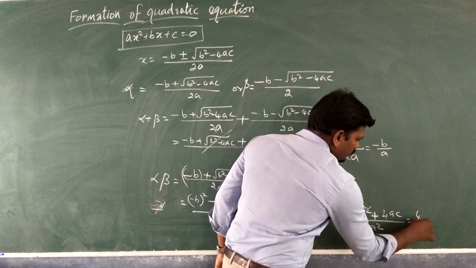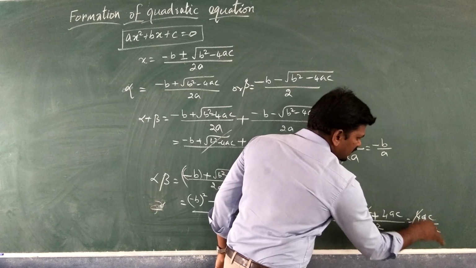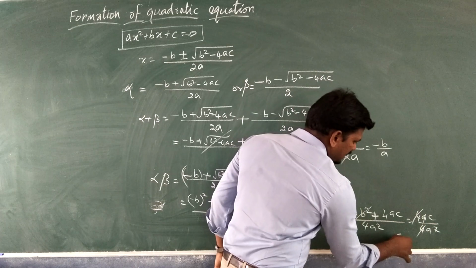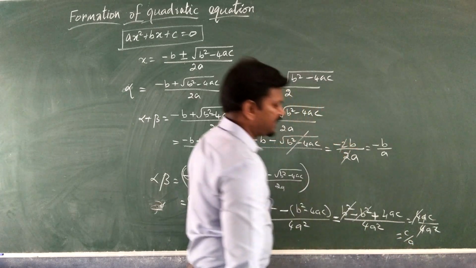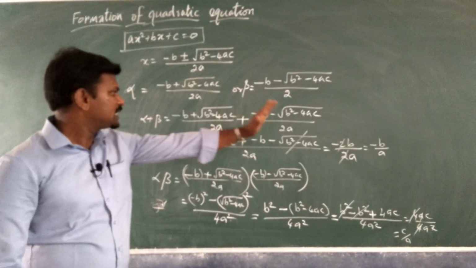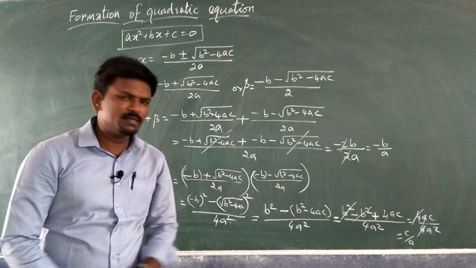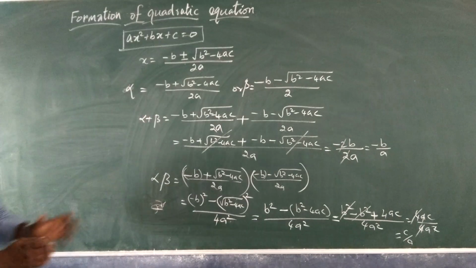Then 4ac by 4a square, 4 cancels, 1a by cancels, so the final answer is c by a. Do you understand? The sum of the roots is minus b by a, and the product of the roots is c by a. I will explain a little more clearly.